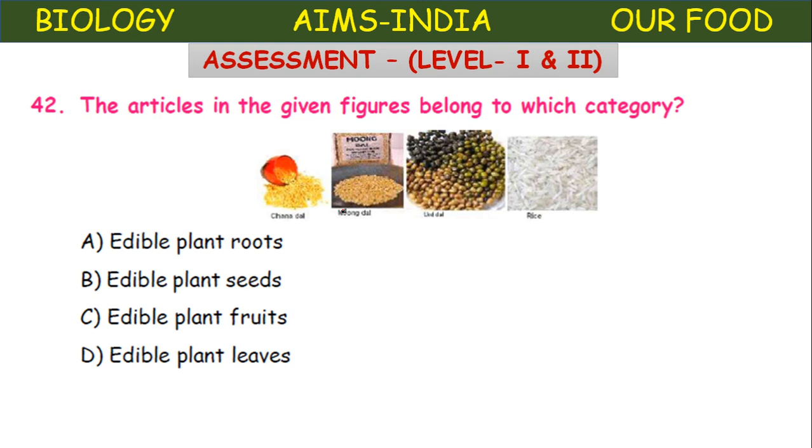The articles given in the figure below belong to which category? Chana dal, moong dal, urd dal, rice. Edible plant roots, edible plant seeds, edible plant fruits, edible plant leaves. They are all edible plant seeds, pulses and cereals.